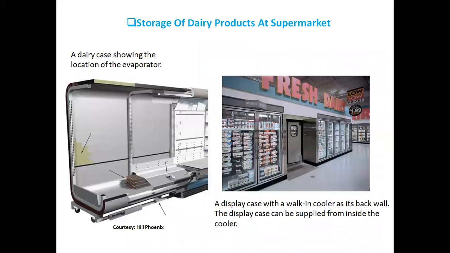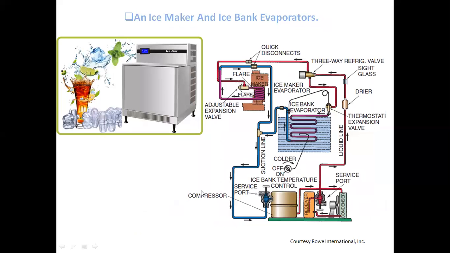Clear? Then storage of dairy products, again as you can see, the evaporator coils are shown at the bottom, and dairy products are stored up on this. Clear? And the evaporator continuously circulates the cold air inside this casing, which helps to increase the shelf life of these dairy products. Then the next application is ice maker and ice bank evaporator.